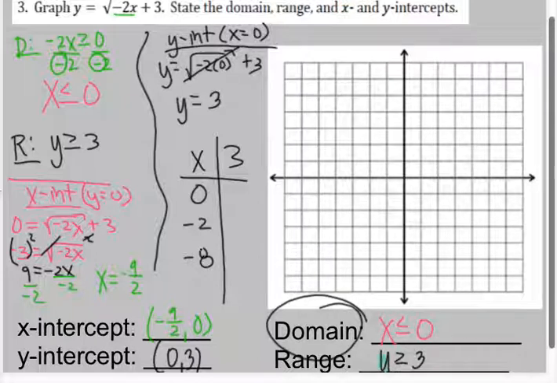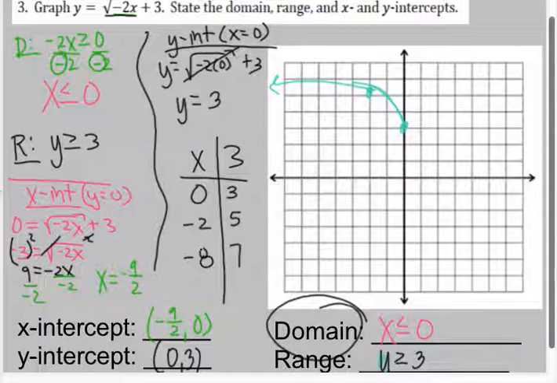Well, I know that when I plug in 0 from my y-intercept, I get out 3. If I plug in -2, -2 times -2 is 4. The square root of 4 is 2. 2 plus 3 is 5. And then I would have -8 times -2, which is 16. The square root of 16 is 4. 4 plus 3 is 7. And I would graph these values. So I would have (0, 3), (-2, 5), and (-8, 7). I don't know if that one's going to fit on here. No, it won't. So I'm going to have something that looks like this. Okay.